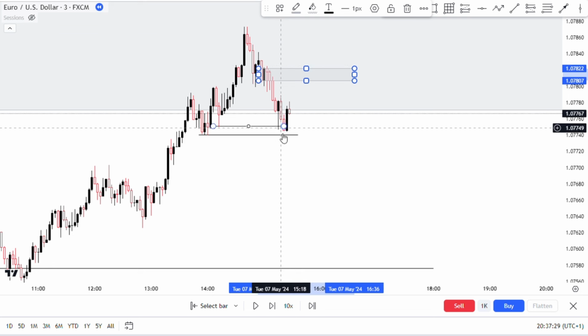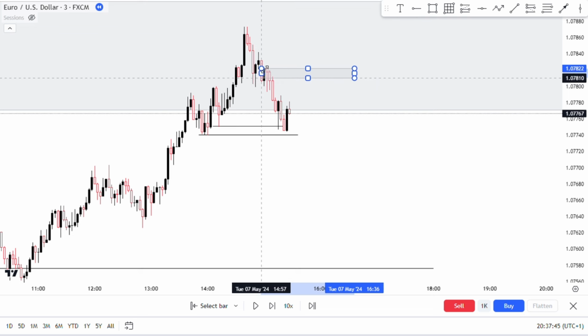If price ends up breaking two lows, then you are going to use it as the order block. But if price does not break two lows, you're not going to use this, you're going to use the one above it, because this one is going to automatically turn to liquidity. So you're going to make use of this particular order block here.